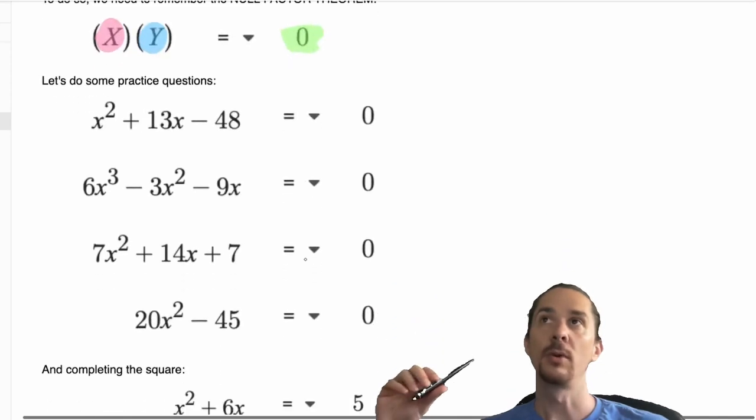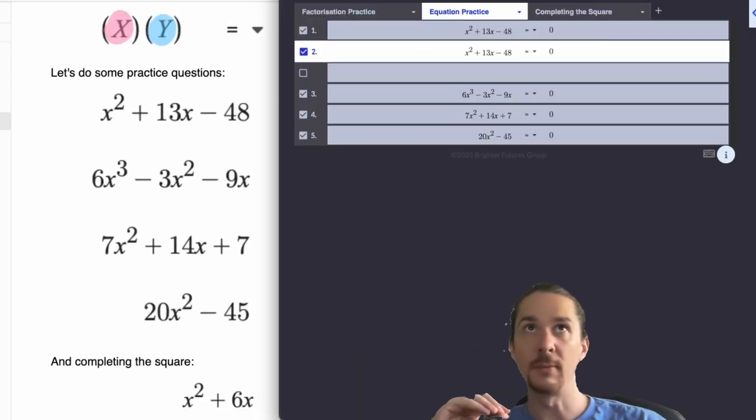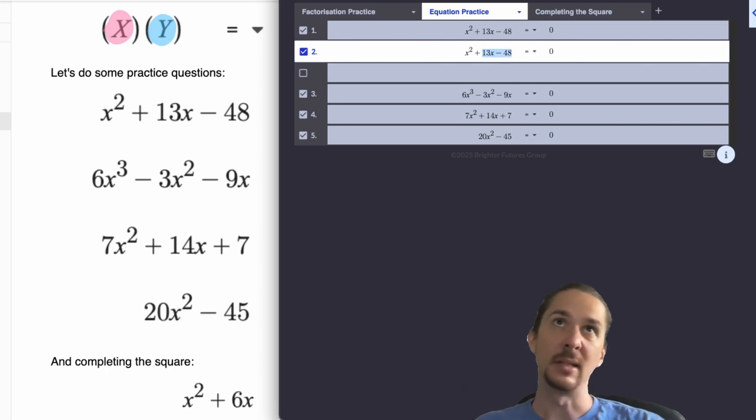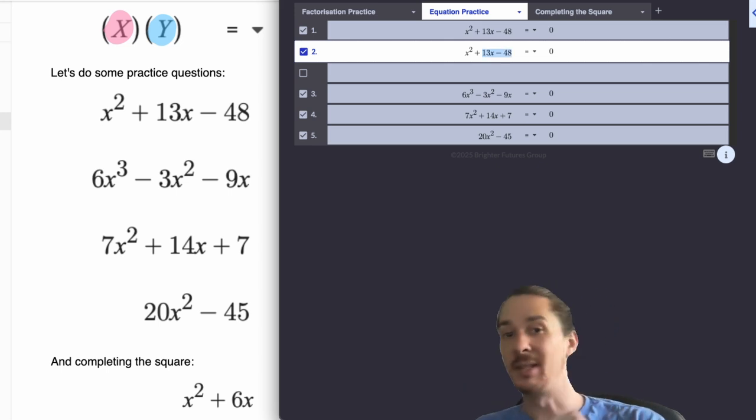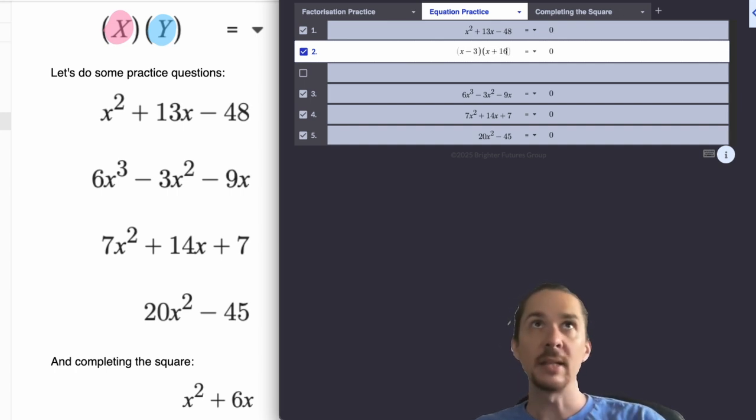So let me work through these ones here. If we take this first one as an example, what adds to 13 and multiplies to -48? It's going to be 3 and -16. Sorry, I got signs wrong. It's going to be -3 and 16. So we're going to have x minus 3, and then we're going to have x plus 16. Now that's equal to 0.